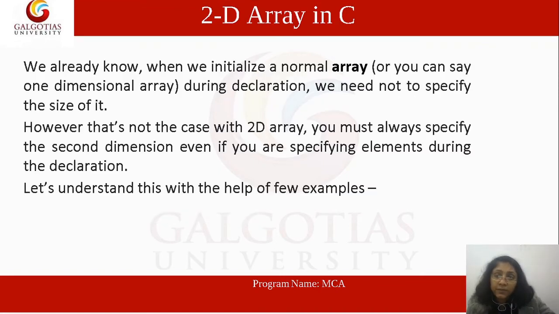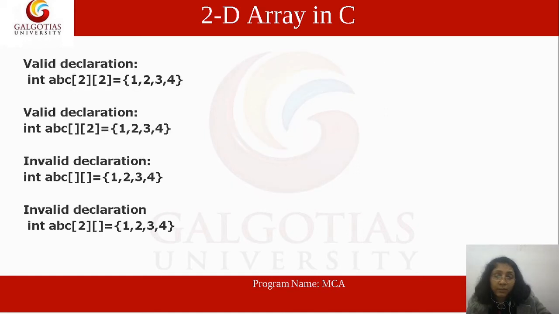We already know that when we initialize a normal array, or a one-dimensional array, during declaration, we need not specify its size. Depending on the number of elements you are initializing with, the compiler will decide the size of the array. However, that is not the case for a two-dimensional array. You must always specify the second dimension, even though you can avoid writing the size for the first dimension. Let us understand this concept by example.